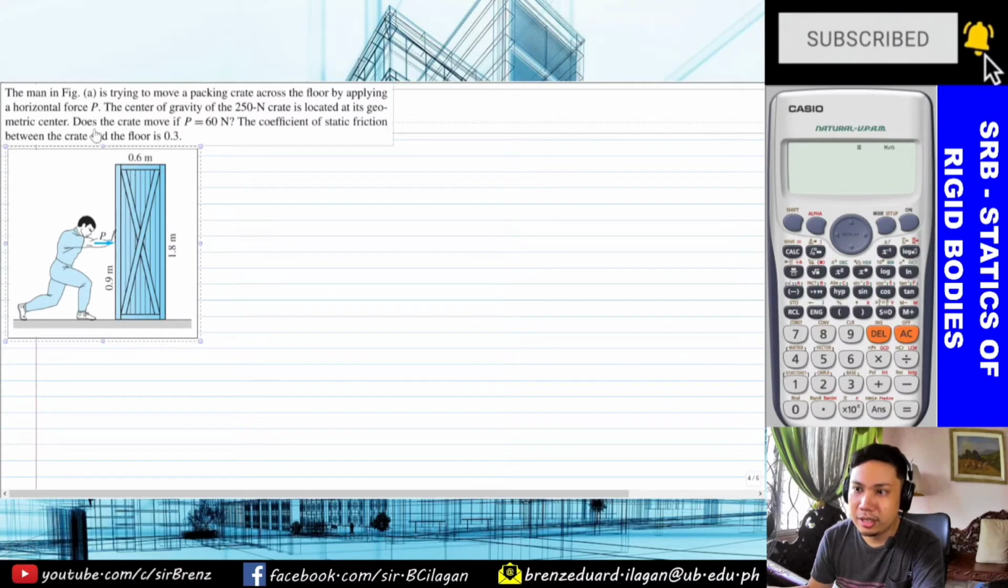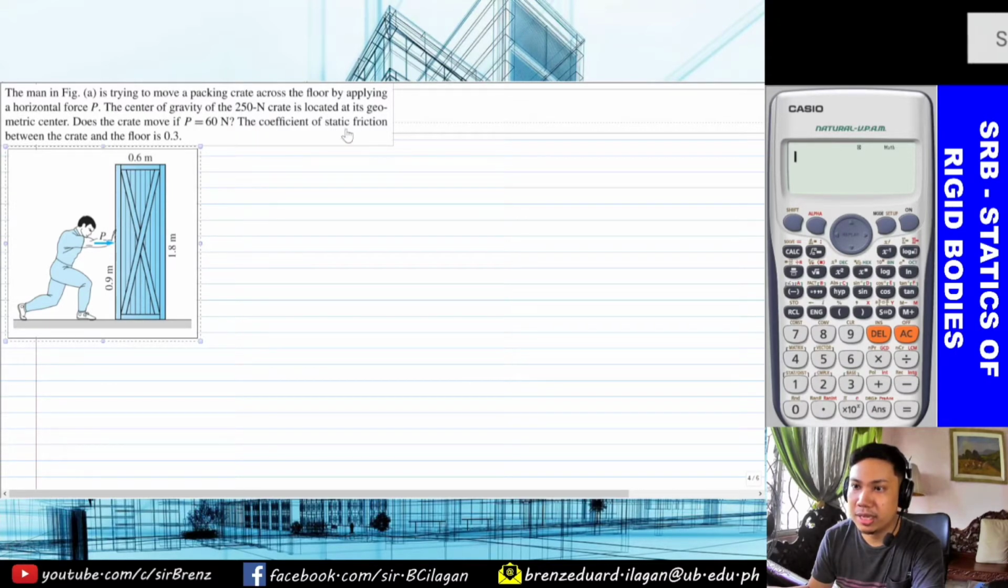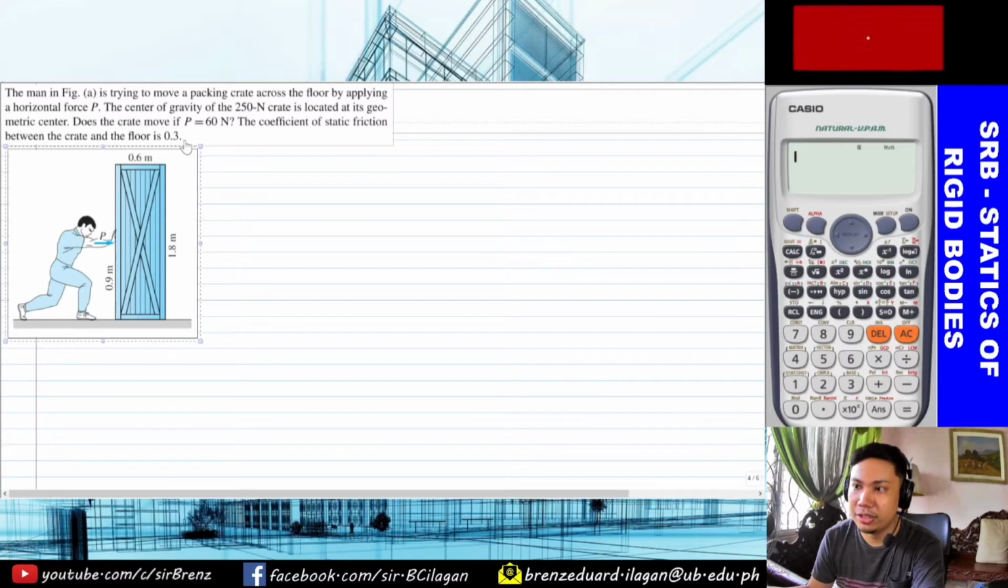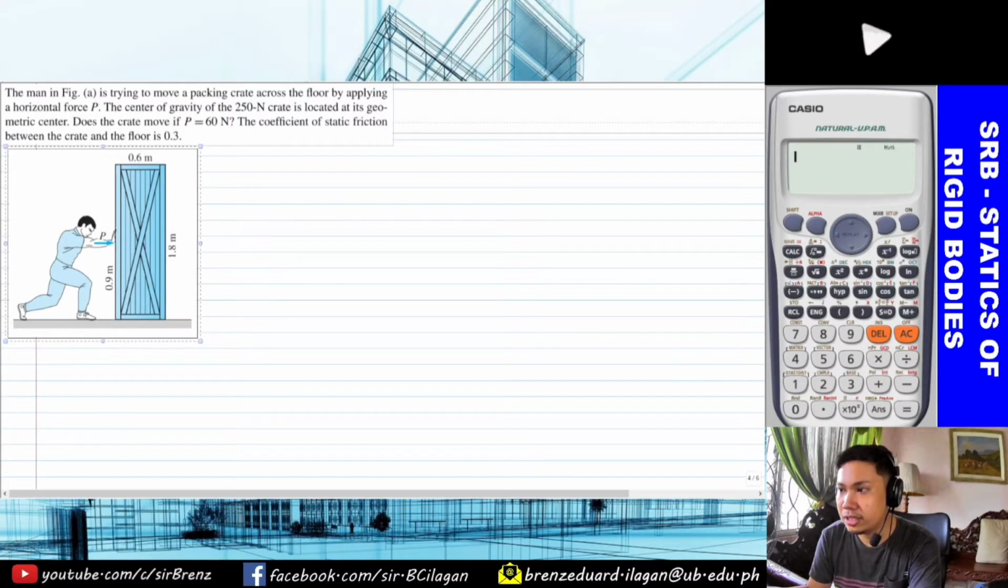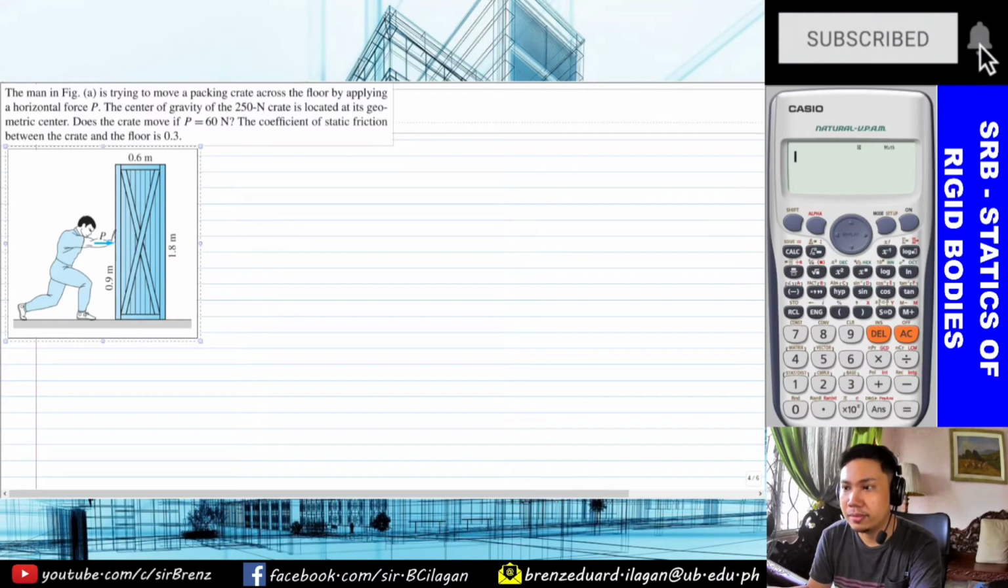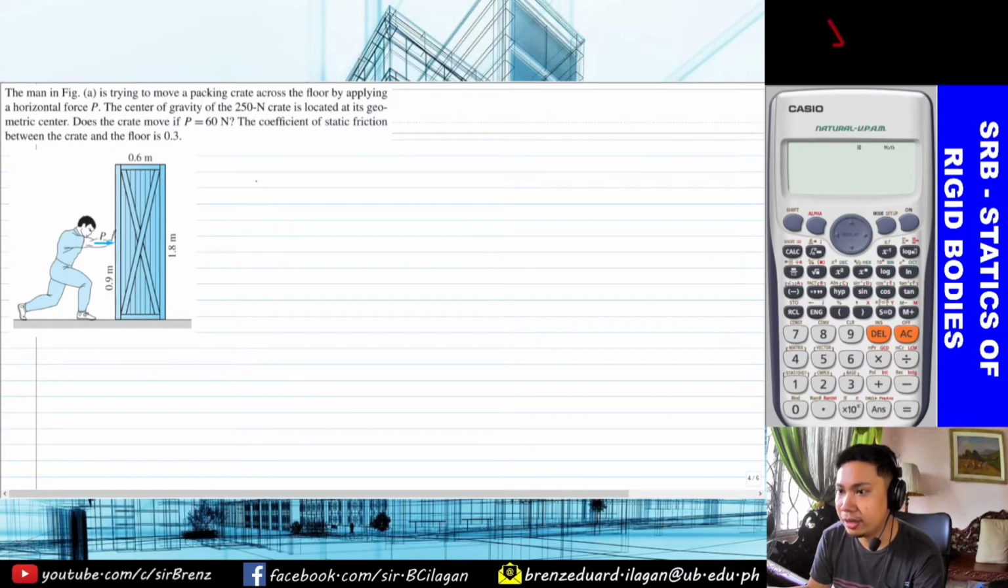So sabi niyan, does the crate move if P is equal to 60 Newton? The coefficient of static friction between the crate and the floor is 0.3. Okay, so this type of problem will be categorized as type 1 problem. Bakit? Because the problem statement does not specify impending motion. So to determine if the crate moves for the condition stated, we need to first assume equilibrium and check the assumption. Okay? So, bago ang lahat, gawa muna tayo ng free body diagram para makita yung mga forces na nag-a-act dito sa crate na to.